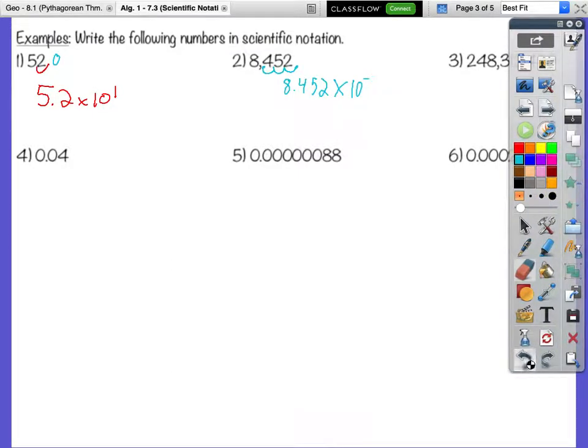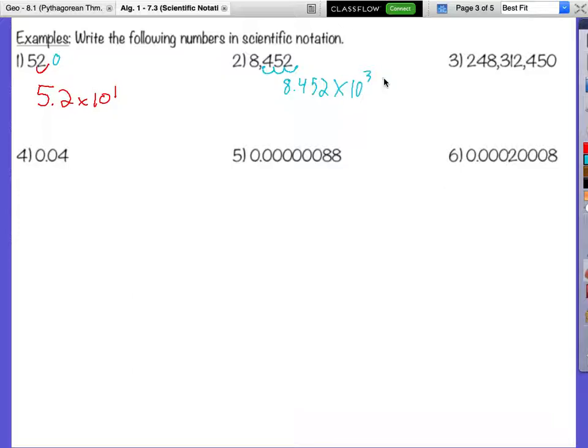Why are you thinking the exponent should be positive? Okay, we didn't move it to make the number bigger, we moved it to make the number smaller. If we made this number smaller, we have to make our exponent bigger. It's like a balance, like a scale. If you make one smaller, it has to go somewhere, it doesn't just disappear, so the exponent has to get bigger. Does that make sense? Okay.